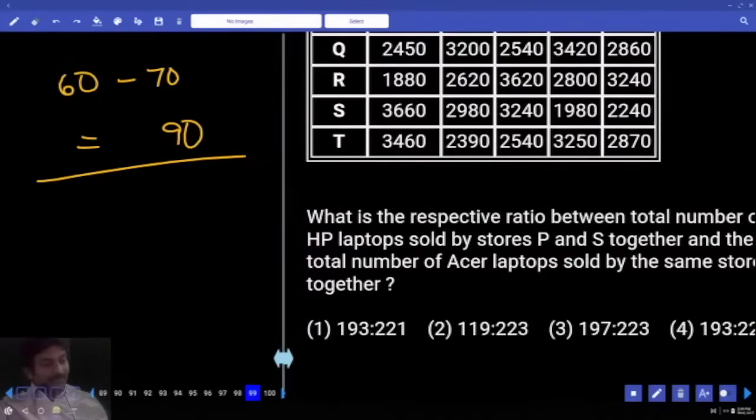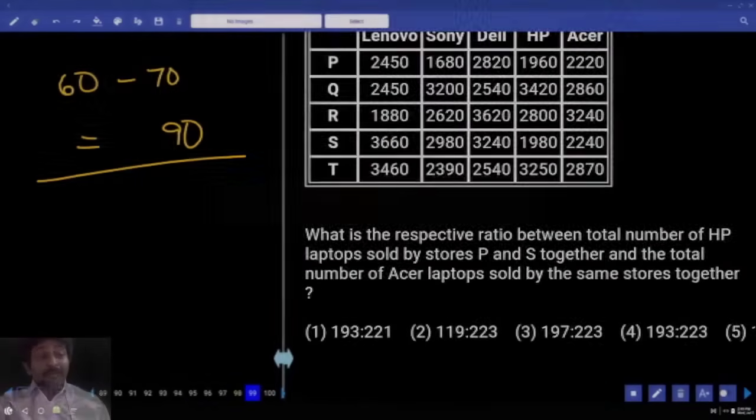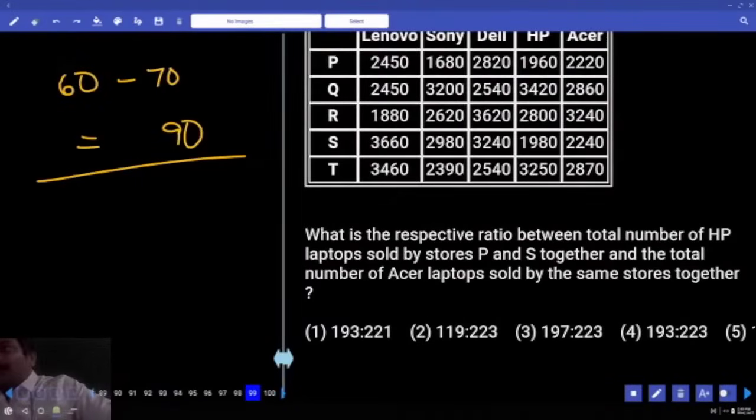But you have to be careful here. What to be careful? Which is more and which is less. First you have to verify that. Then you can go for last digit verification. Understood? Now in this same question, if without observing that you said 70 minus 60, the answer would be wrong, right?